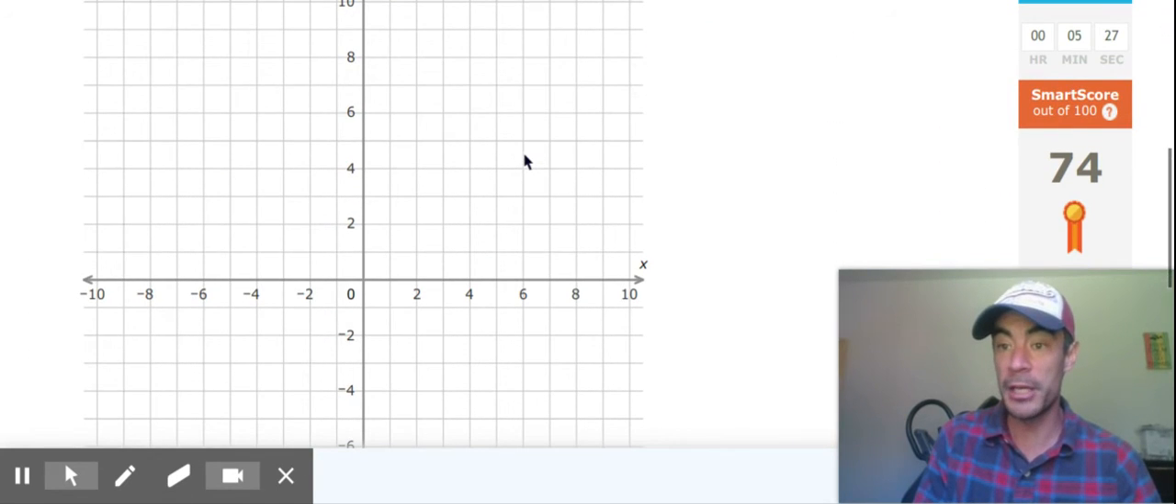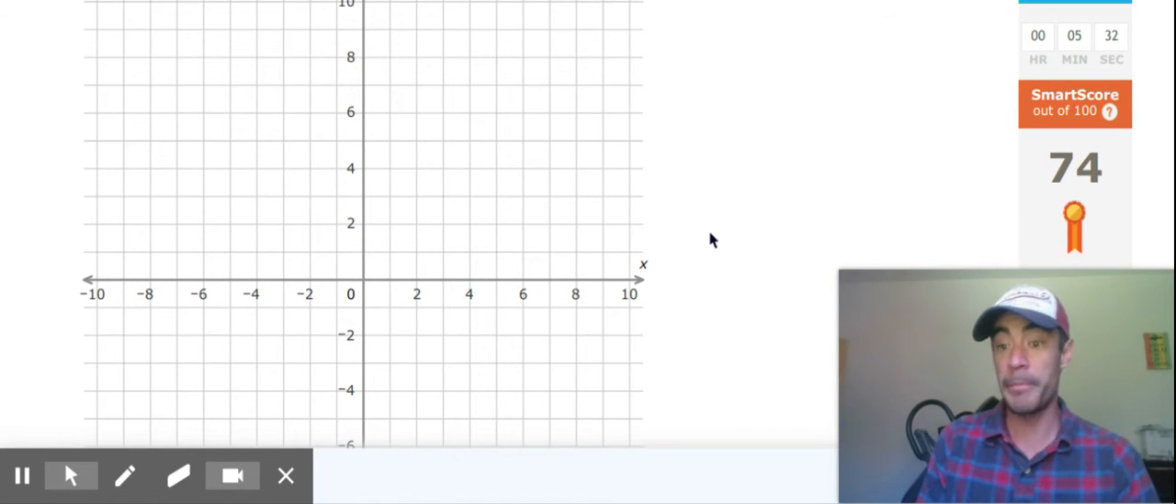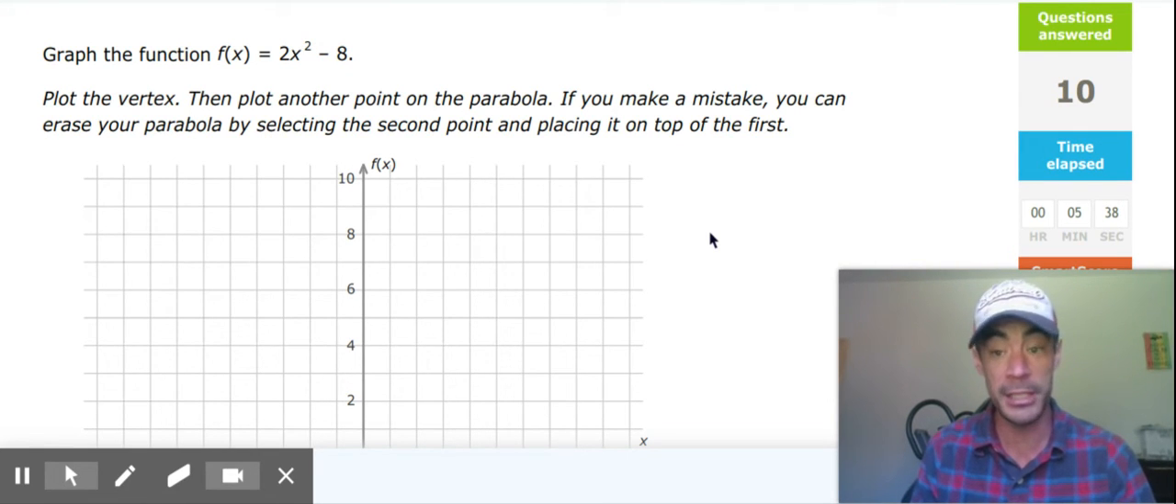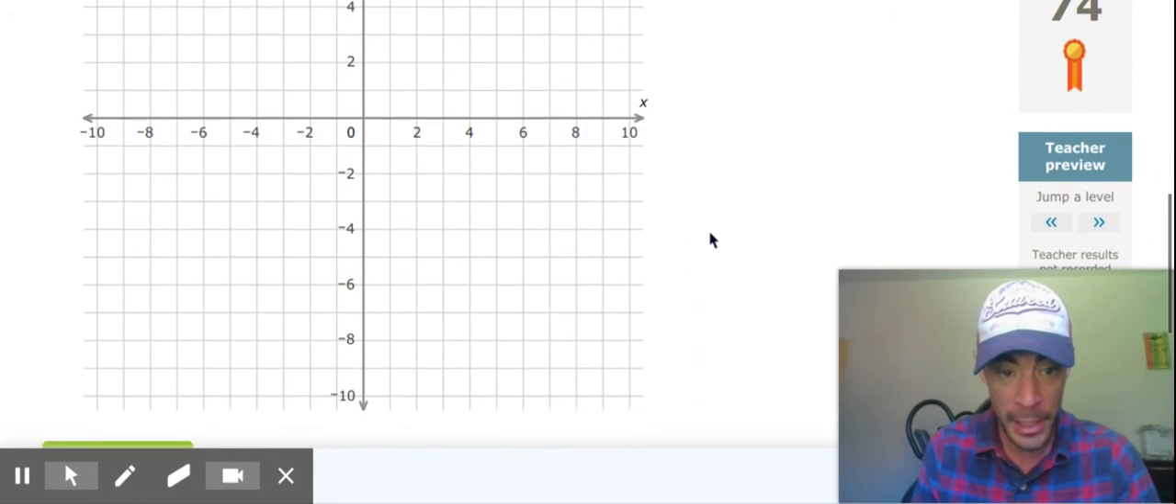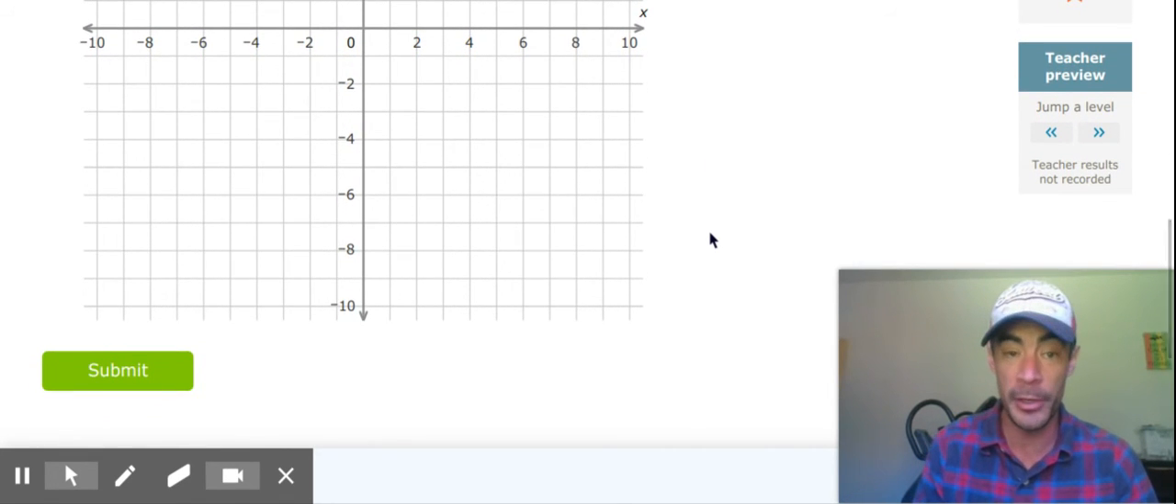So hopefully you guys are using these techniques, finding the vertex, then picking whether it opens up or down and applying the stretch to another point on the side of the vertex. Okay, good luck with this, guys. If you're getting some questions wrong, read through the suggestions and let me know how that goes.